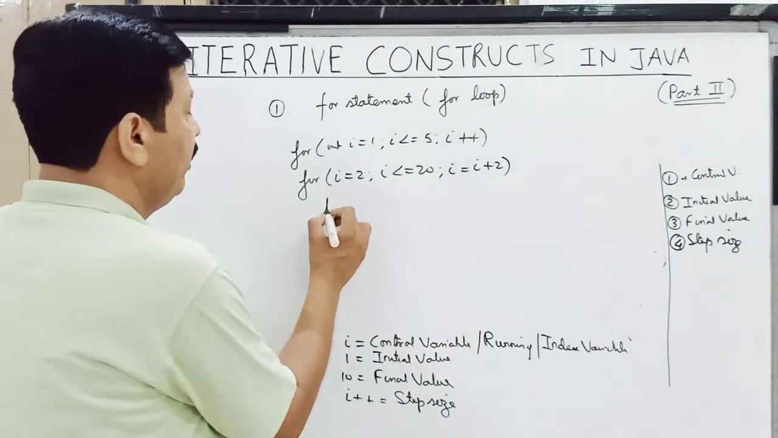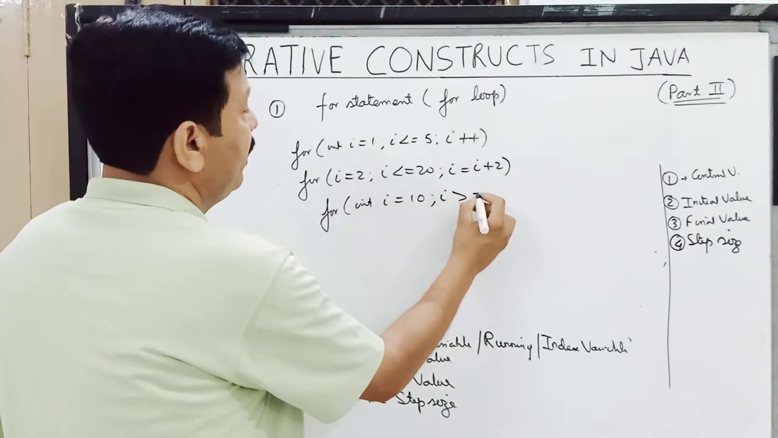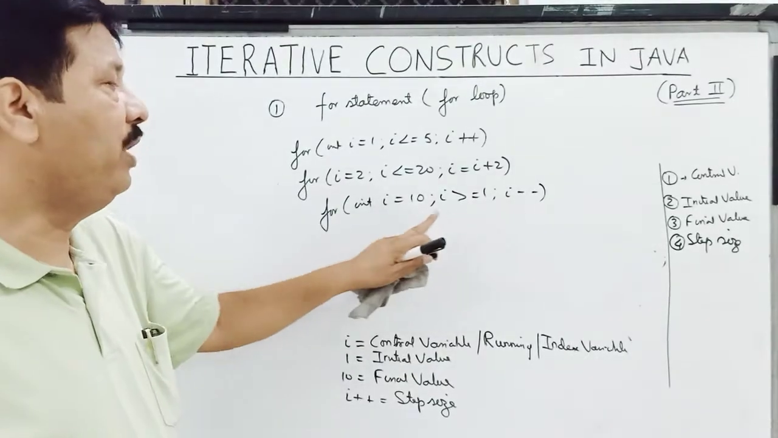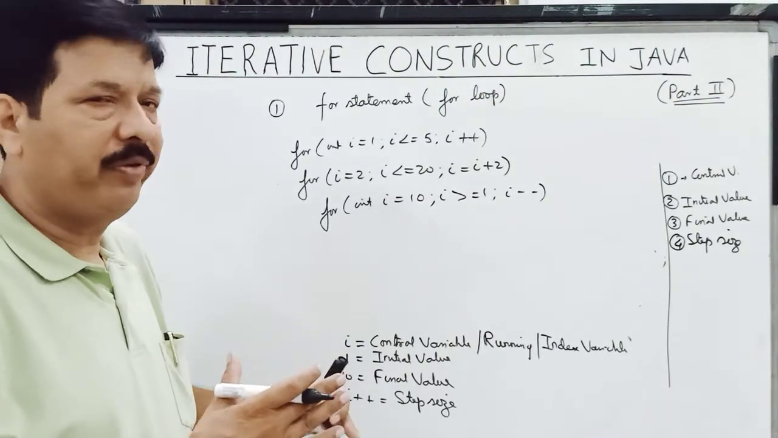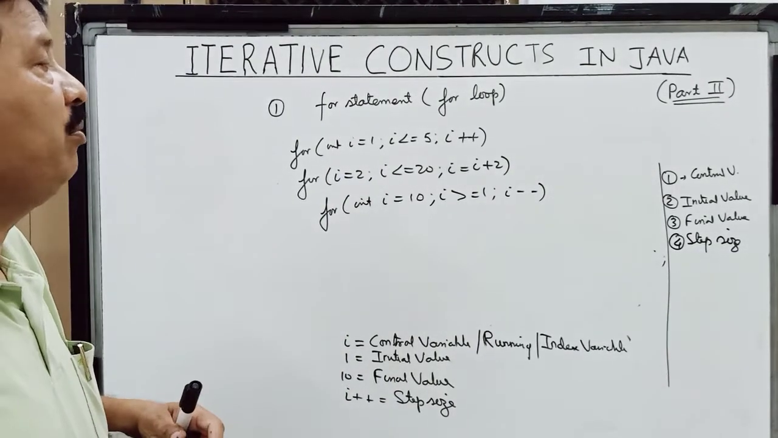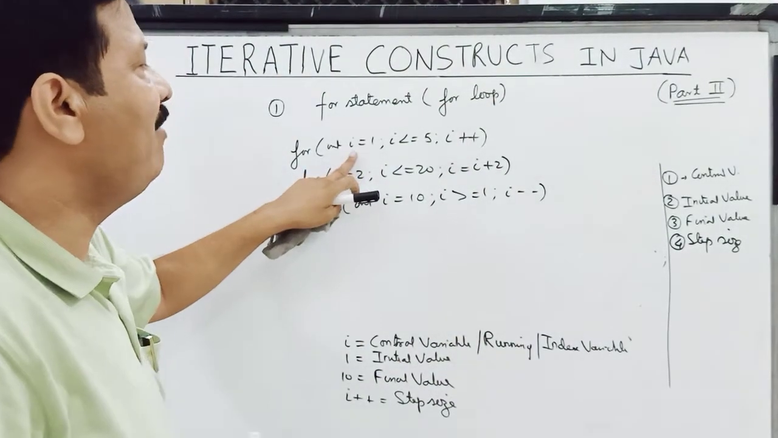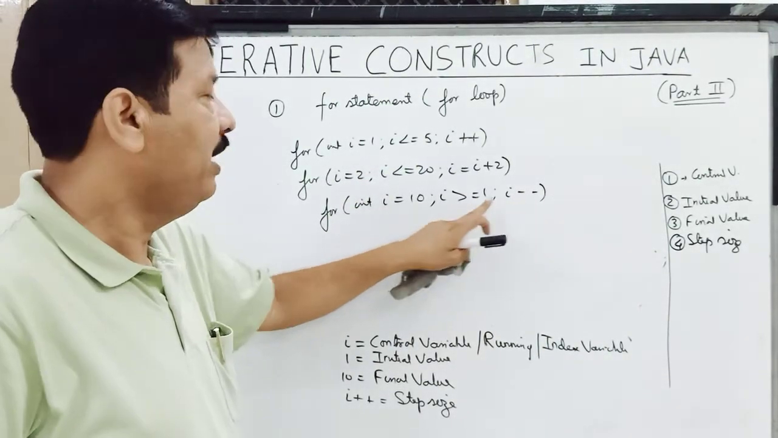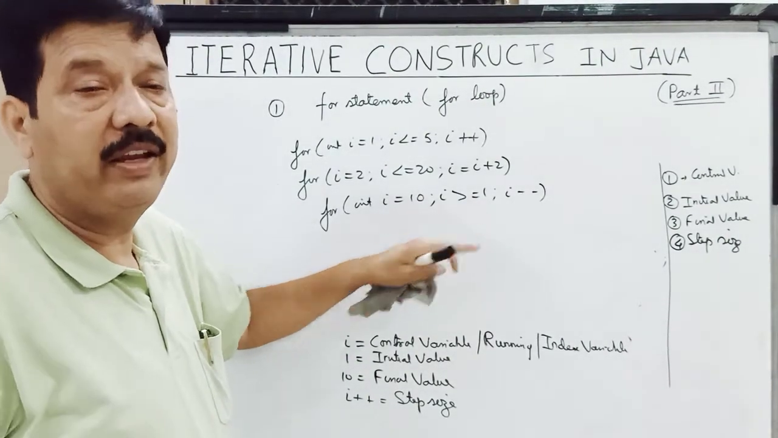The step size may be a negative value also. For int I is equal to 10, I is greater than equal to 1, I minus minus. So here the step size is negative, and the value of I is going to change from 10 to 1. So my step size may be positive, my step size may be negative. But children, you have to see one more thing: if your step size is positive, then your initial value should be less than the final value. And if your step size is negative, then the initial value must be greater than the final value. These are things to be noted.